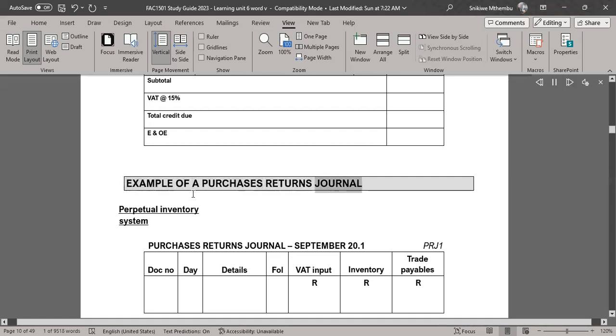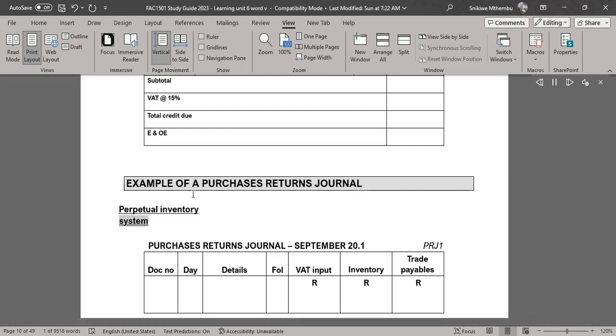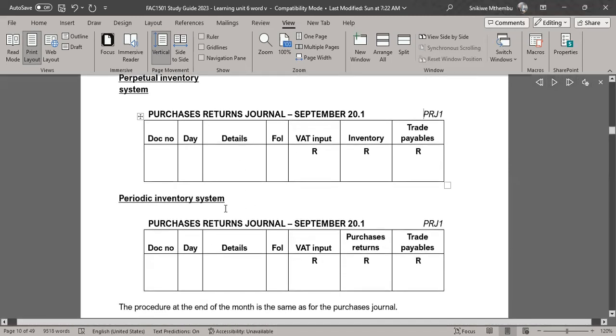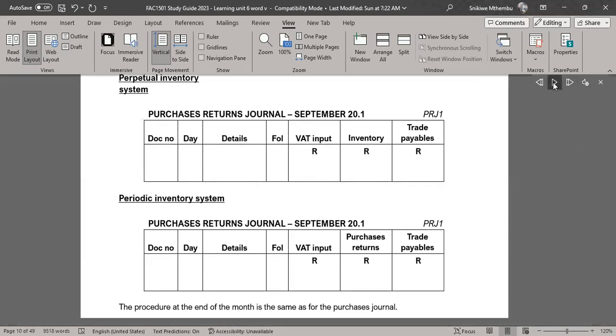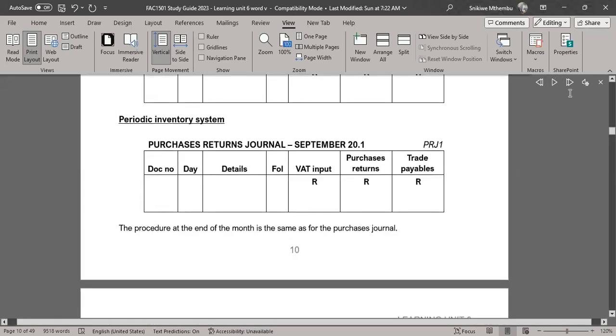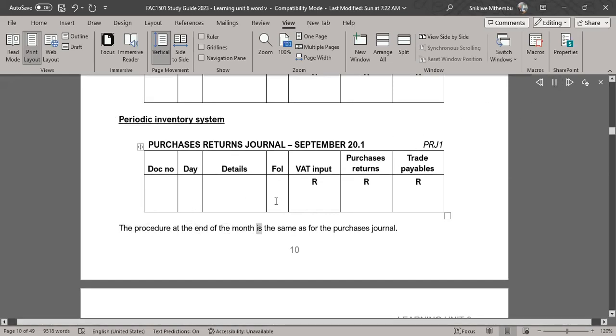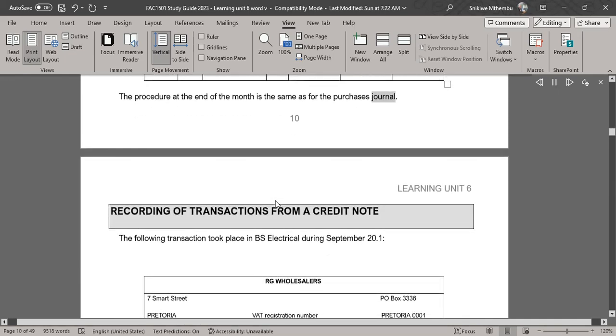Example of a Purchases Returns Journal. Perpetual Inventory System. Purchases Returns Journal, September 20.1, PRJ1. Periodic Inventory System. Purchases Returns Journal, September 20.1, PRJ1. The procedure at the end of the month is the same as for the Purchases Journal.